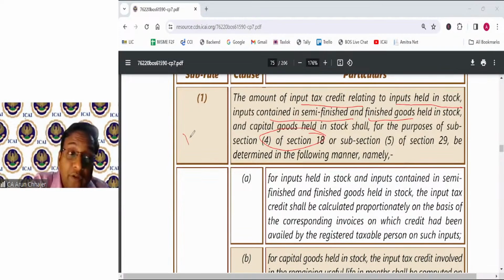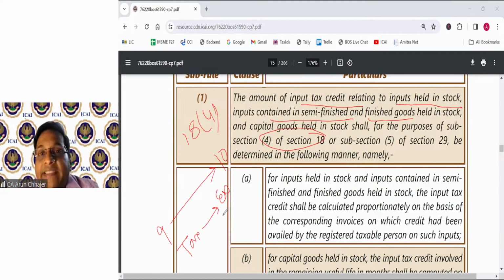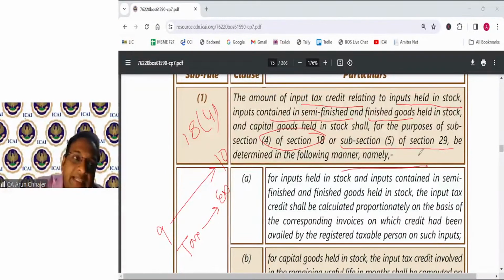18(4). What is the 18(4)? When you are reversing the ITC, you were registered under section 9 and now you have switched over to section 10. Or your supply was taxable, now it has become exempted. Then 18(4) says you have to pay the ITC equivalent to the ITC taken on that asset or capital goods. In case of the capital goods, you will take the reduction. It will reduce by some percentage points. Or it says by 29(5), to be determined in the following manner.